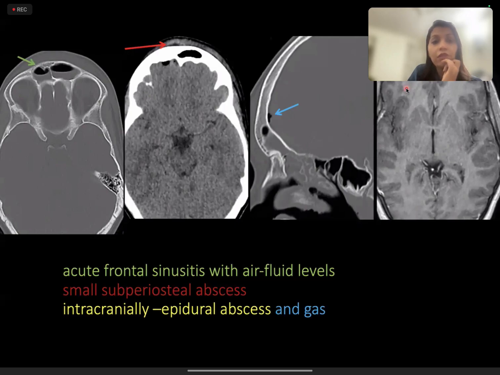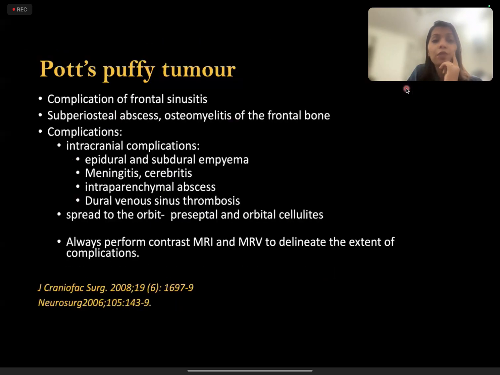So the diagnosis here is, yes, a complication of frontal sinusitis. The eponymous name is Pott's puffy tumor. So this condition is a complication of frontal sinusitis, wherein we see subperiosteal abscess and osteomyelitis of the frontal bone.